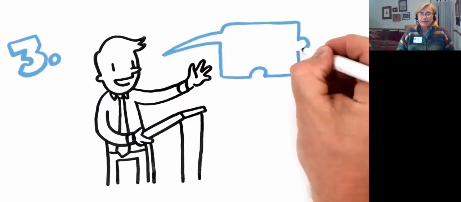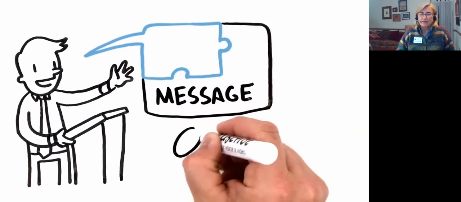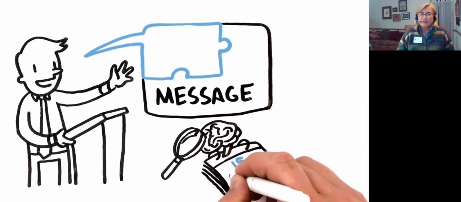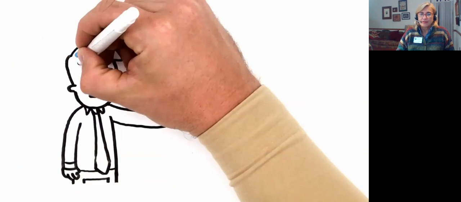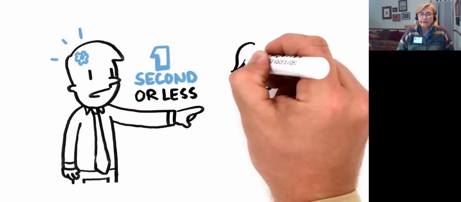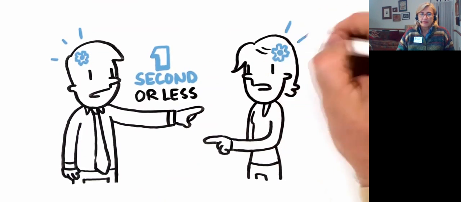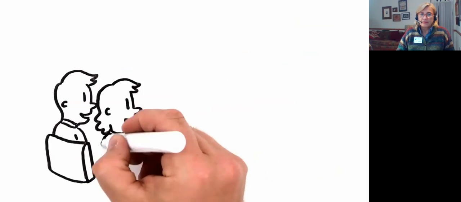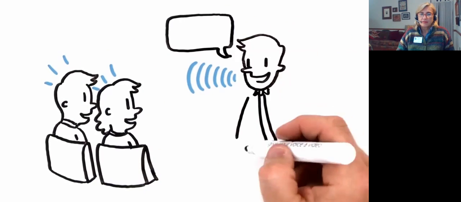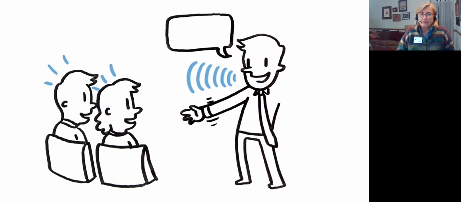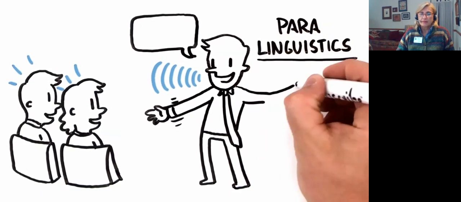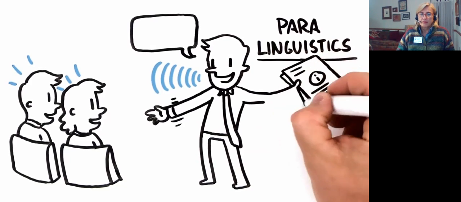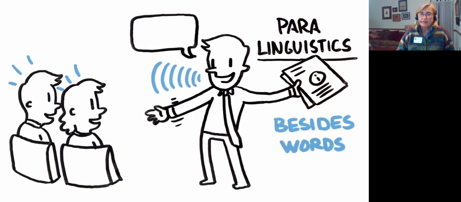Number 3, what you say is only part of your message. The research in psychology over the last 15 years has revealed that people process information unconsciously and make very quick, like 1 second or less, unconscious decisions about other people. People react to not only your message, but your voice, your stance, your facial expressions, and your hand movements. There's a special field of study called paralinguistics, which studies how information is communicated besides the words that you say.